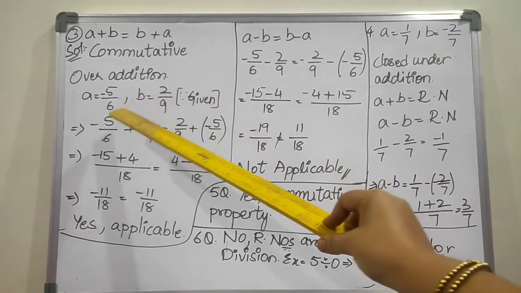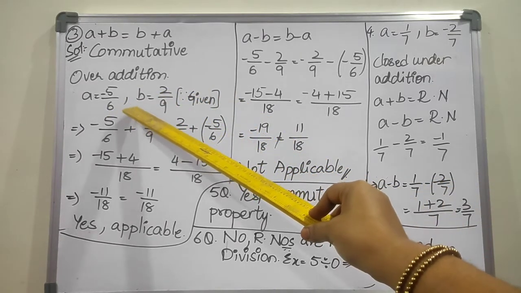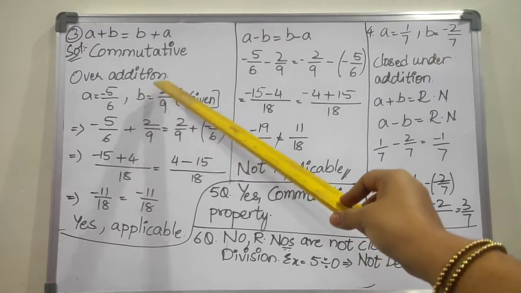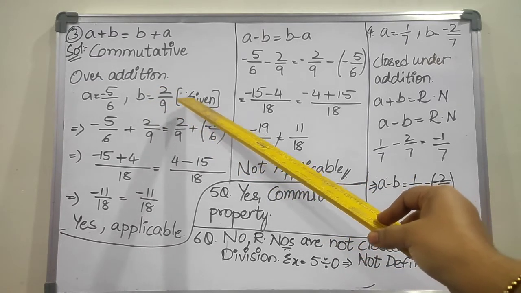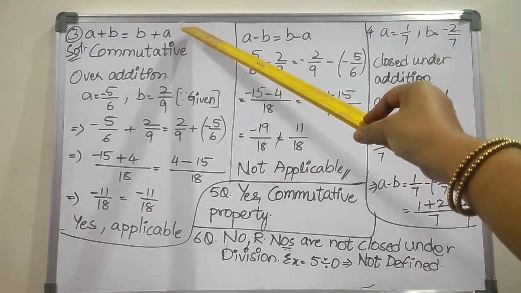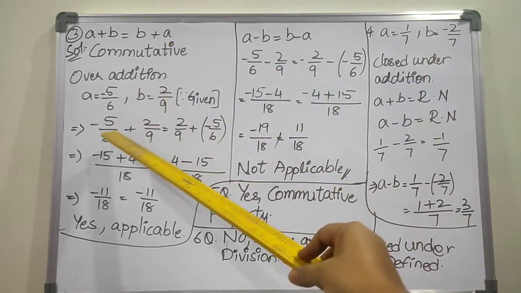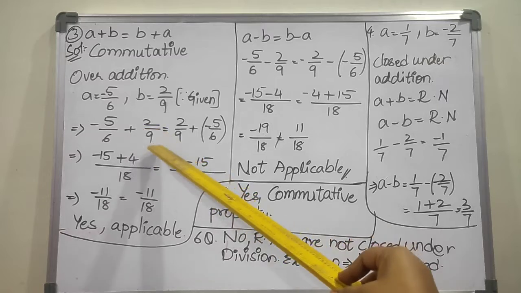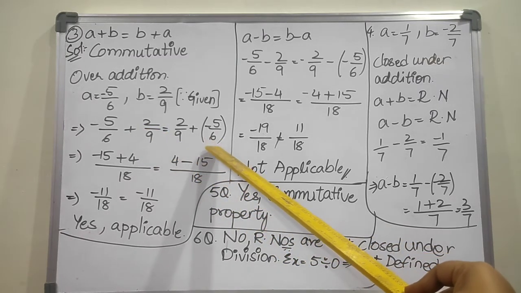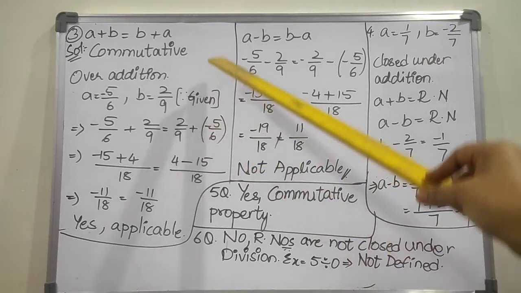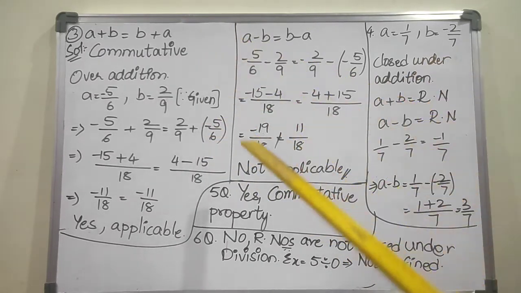Now what did they give here in the A value? Minus 5 by 6. And the B value is 2 by 9. They have given us these values. Now we have to substitute these values in the commutative property. So minus 5 by 6 plus 2 by 9 is equal to 2 by 9 plus of minus 5 by 6. We have substituted the same, like this commutative property rule.